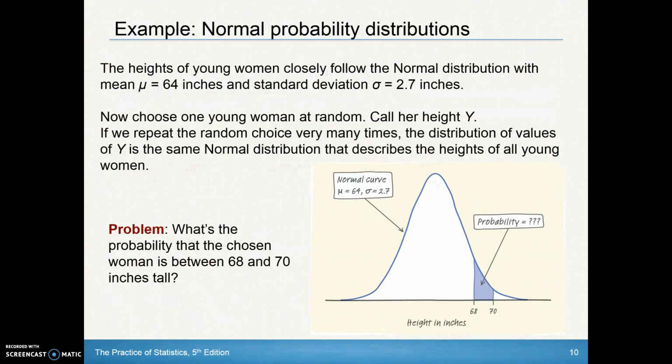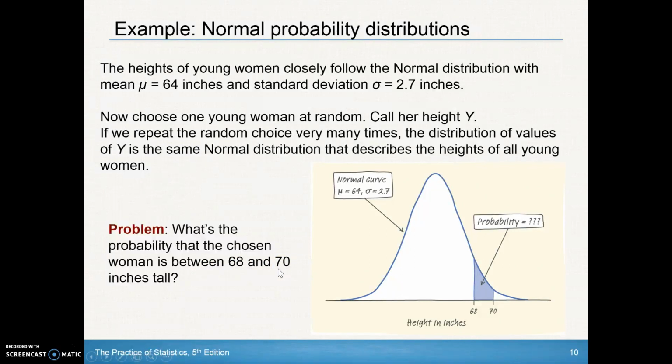So, for example, we'll go back and look at our normal probability distributions. And this example happens to be the heights of young women. That closely follows a normal distribution with a mean of 64 inches and a standard deviation of 2.7 inches. Now, if I were to choose one woman at random, let's call her unknown height y. If we repeat the random choice very many times, the distribution of the values of y is the same normal distribution that describes the heights of all young women. So we want to know what's the probability that the chosen woman is between 68 and 70.